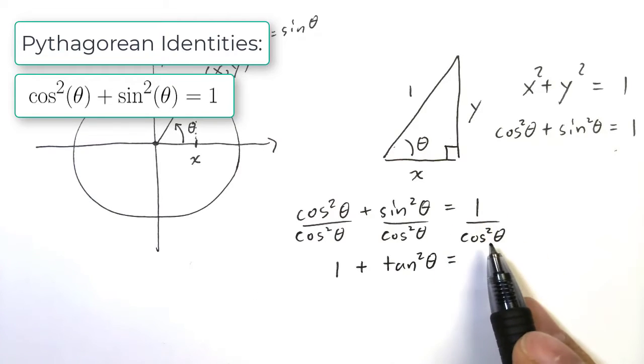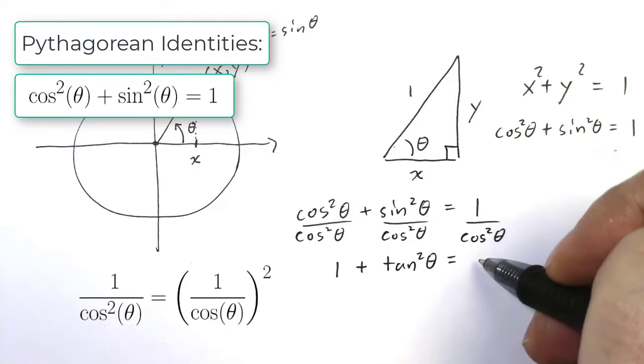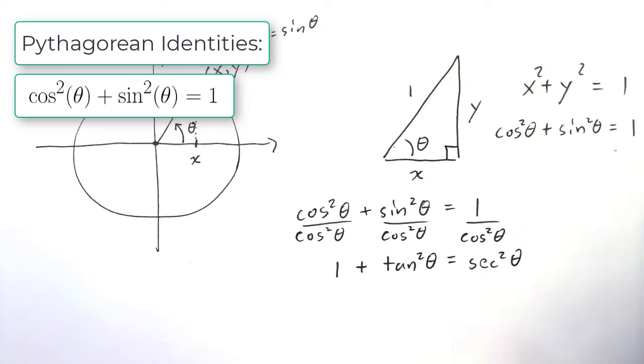And 1 over cosine theta is secant theta. We discussed this in the last video. So this is secant squared theta. And this is our second trigonometric identity.